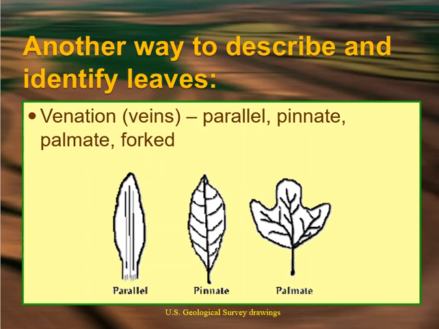Whereas you can have pinnate, they can be more netted, palmate. This would be what I would call more so netted. But you can have a lot of different types of veins. These are describing trees.